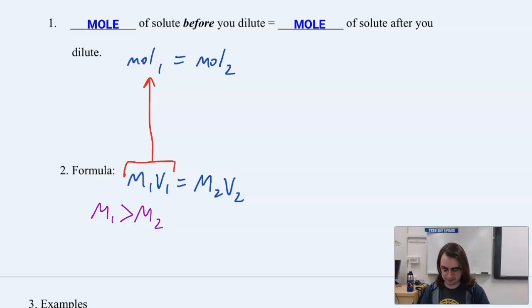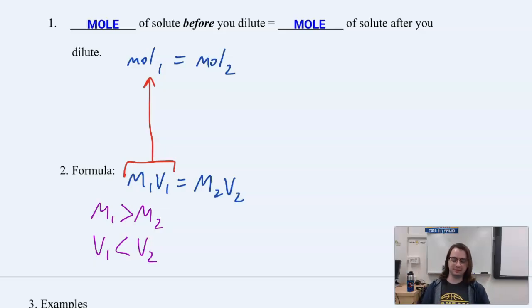Think about that relationship between V1 and V2. V1 is the volume of the solution before we dilute it, and V2 is the volume of the solution after it's been diluted. So what should happen to the volume? Should V1 be greater than V2? Should V2 be greater than V1? Think about it again. V1 should be less than V2 because we're adding water to it.